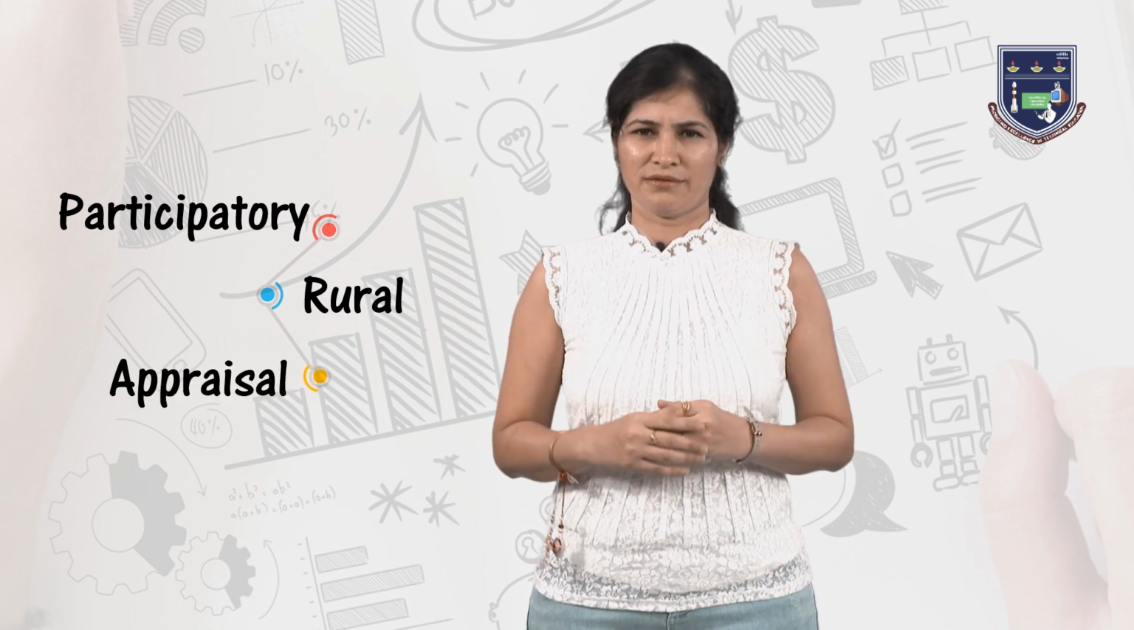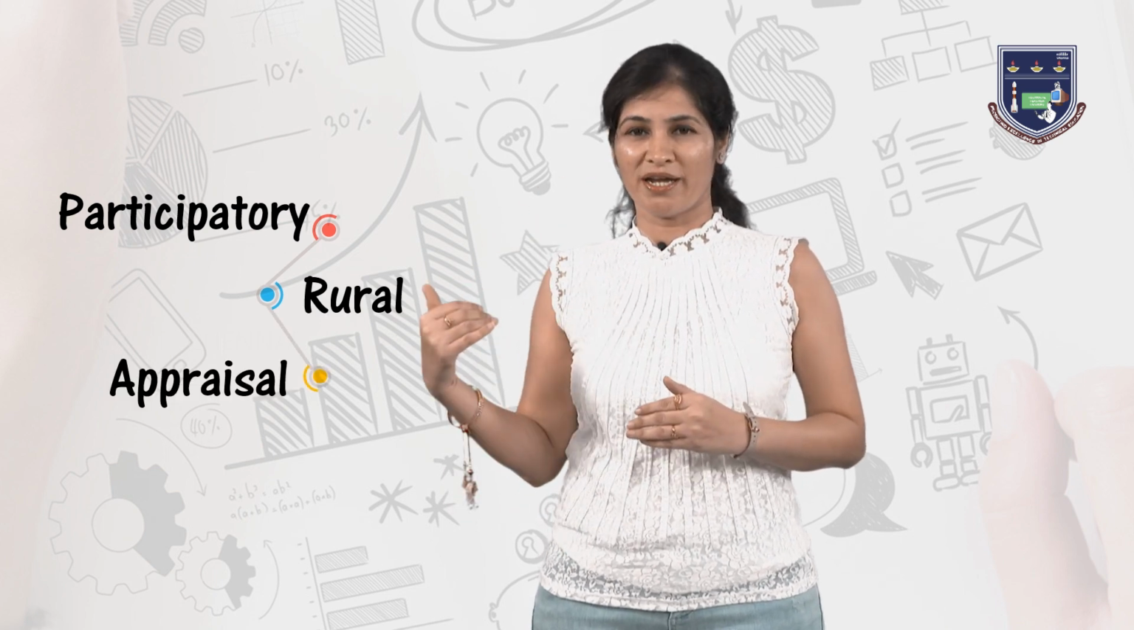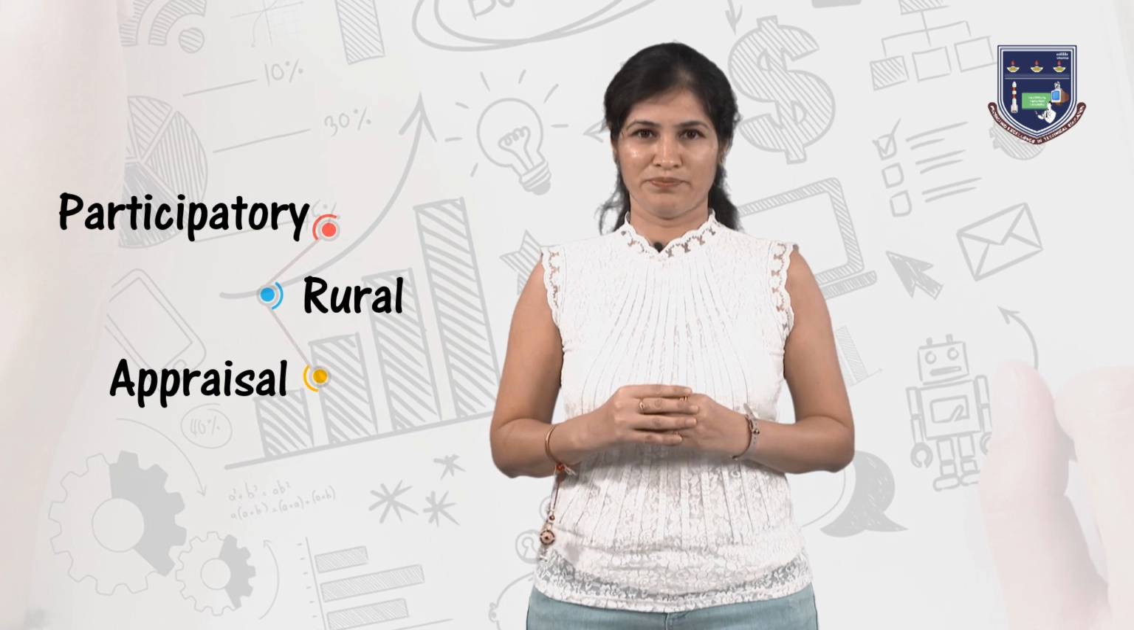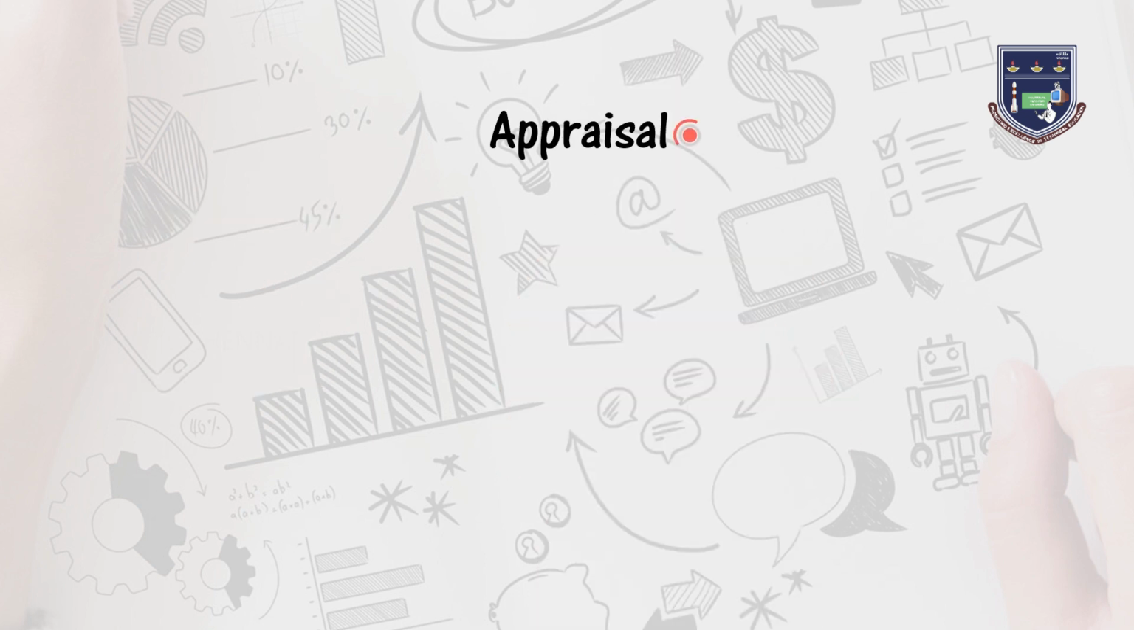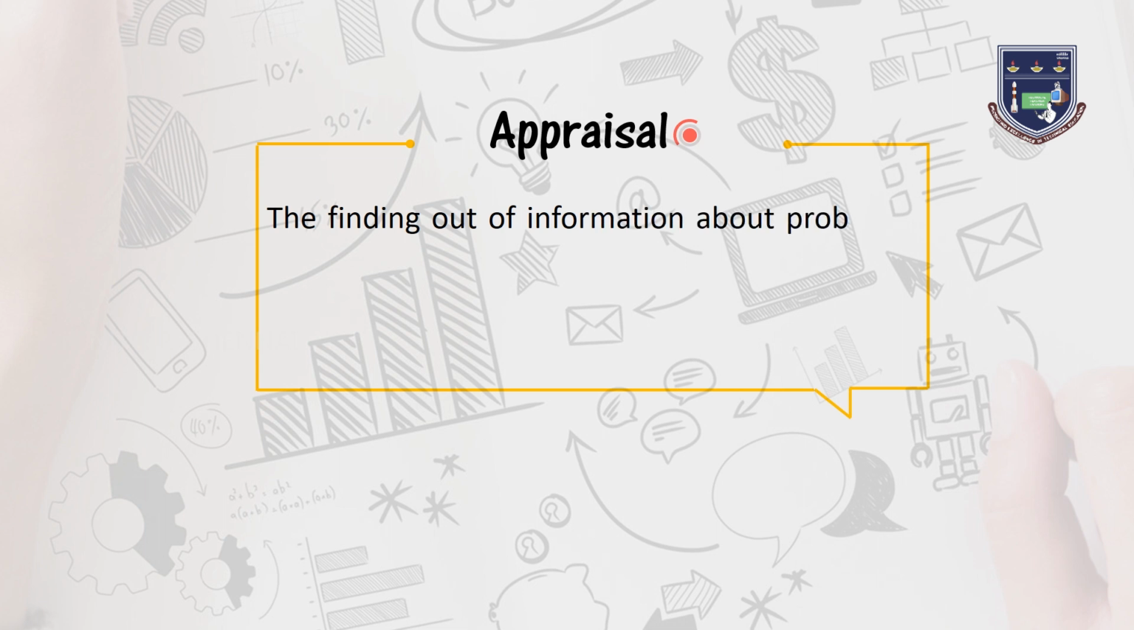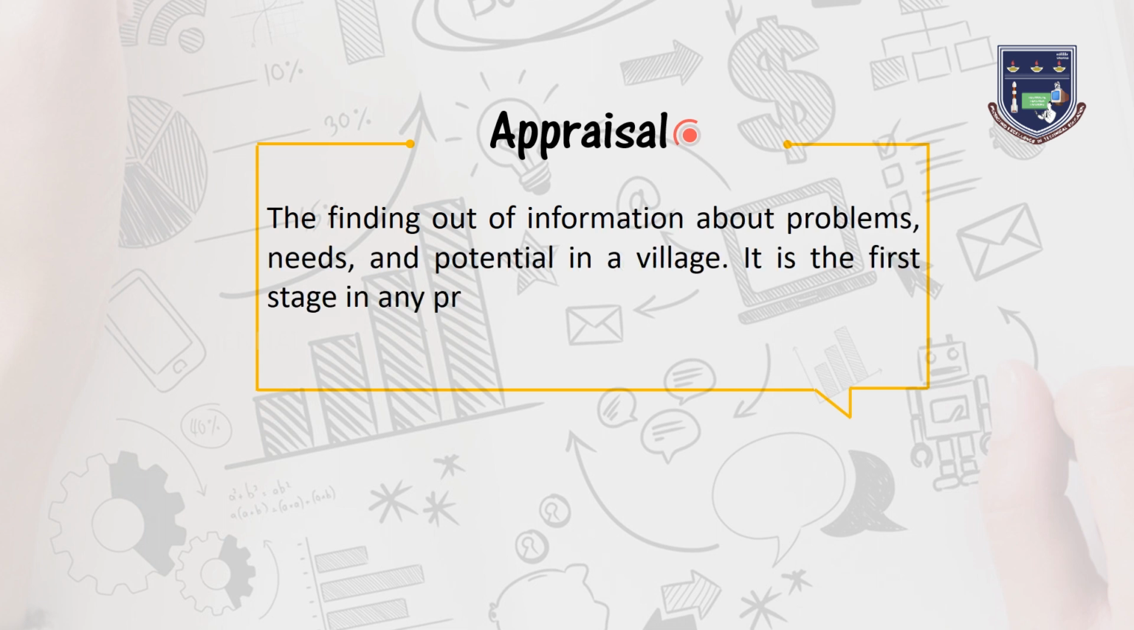PRA is made up of three words: participatory, rural and appraisal. Let's understand one by one what is the meaning of these words. The first is appraisal. And the simple meaning of appraisal is analysis, the finding out of information about problems, needs and potential in a village. It is the first stage in any project.